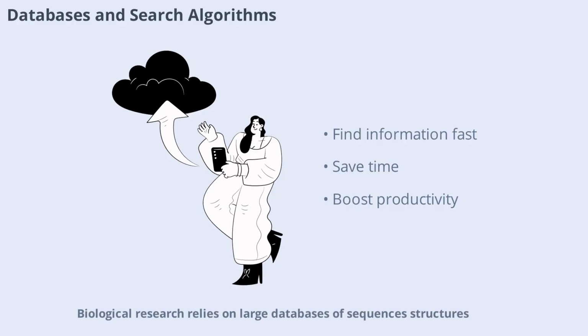Biological research relies on large databases of sequences, structures, and experimental results. Search algorithms make it possible to quickly find relevant information in these databases. Whether looking for a specific gene, a protein structure, or a published study, efficient search algorithms save time and make research more productive.